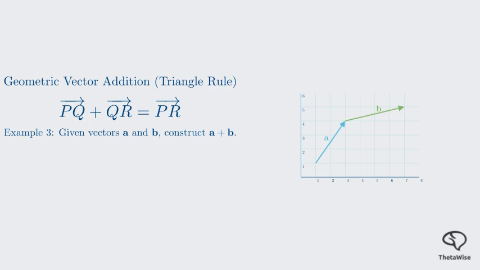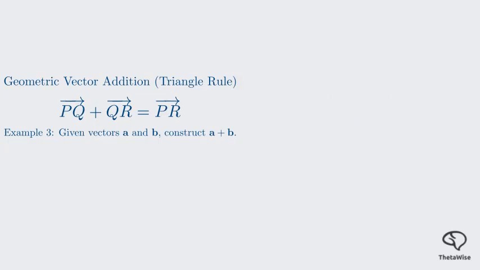Once B is positioned correctly, the resultant vector, A plus B, is the arrow that goes directly from the very beginning of A to the very end of B. The result is a vector starting at the tail of A and ending at the head of B. This new arrow is the vector sum, A plus B. We've successfully used the triangle rule to combine the two vectors into a single resultant vector.